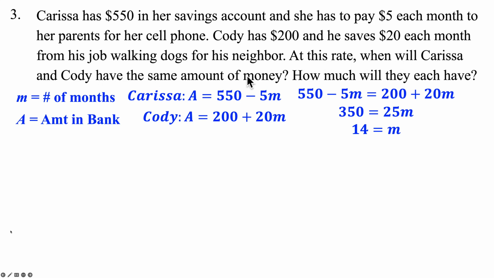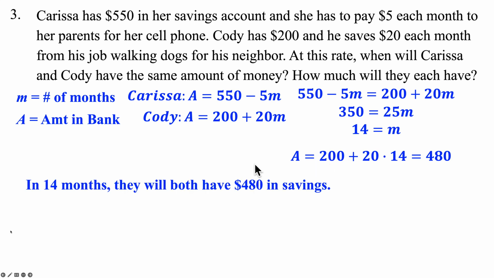How long does it take them to have the same amount of money? 14 months. How much will they each have? Put 14 into either equation. I went with the easier multiplication, 20 times 14. That's 280 plus 200, 480. So in 14 months, they will both have $480 in their savings.